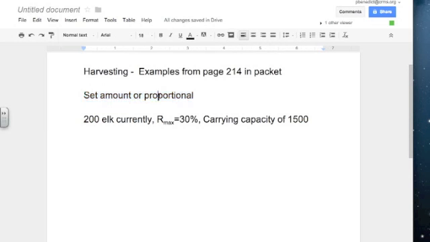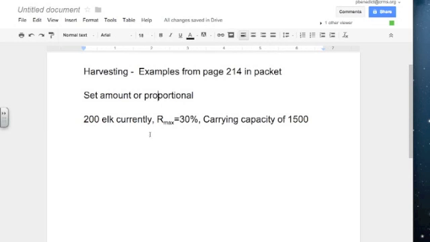Anyway, if you open the packet to page 214, take a second to do that, and you'll see a problem that has to do with elk population. You can take a minute to read that. But the general idea is this. There are 200 elk currently, and they have an RMAX of 30 and a carrying capacity of 1,500.